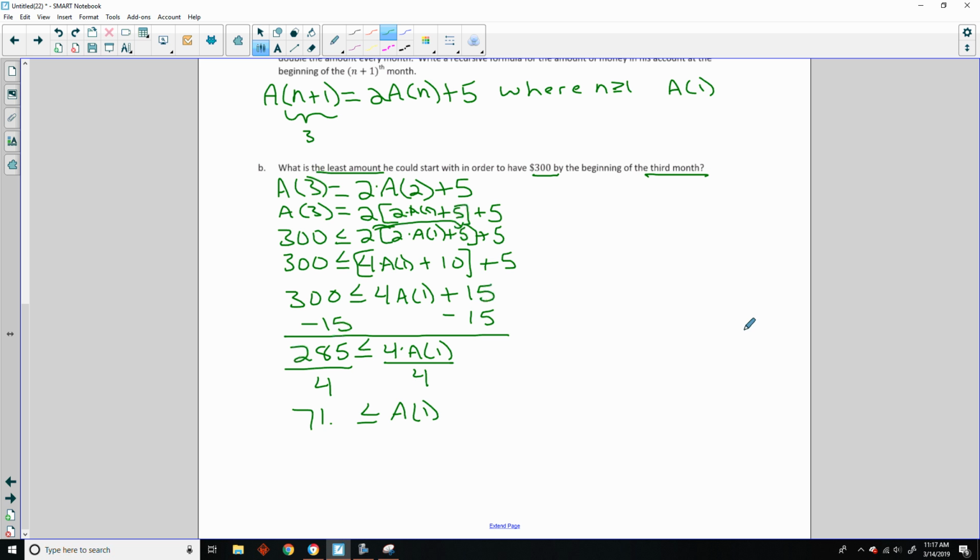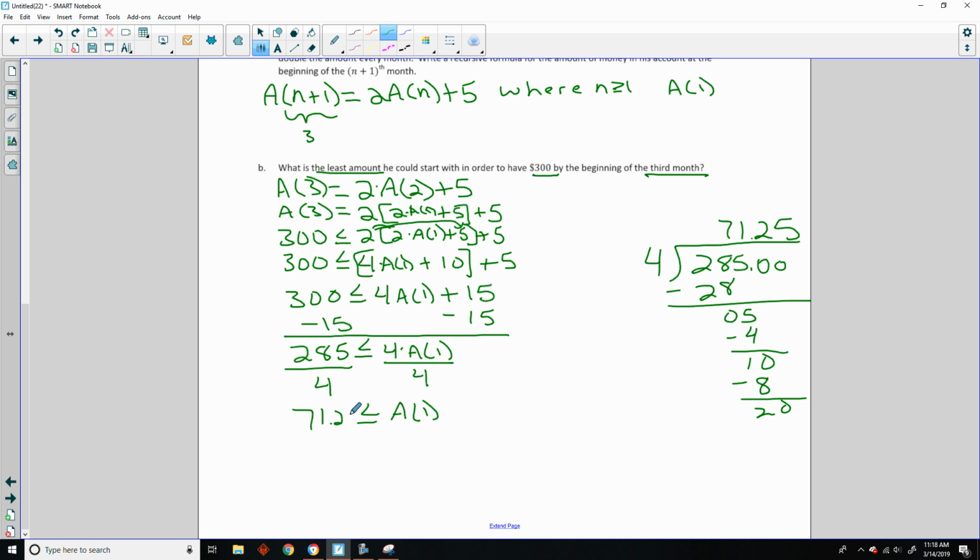Okay, so let me do it over here just so you see what I'm doing. 285. So 7 times 4 is 28, subtract, and we get 0, bring down the 5. 4 goes into 5 once. Remainder of 1, bring down a 0. 4 goes into 10 twice. 4 times 2 is 8. Subtract, bring down another 0. 4 goes into 20 five times. He needs to have at least $71.25 in his account in order to double it every month, and mom giving him $5, in order to have $300 by the beginning of the third month.